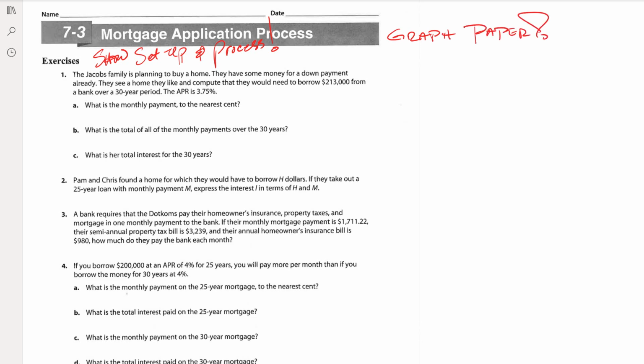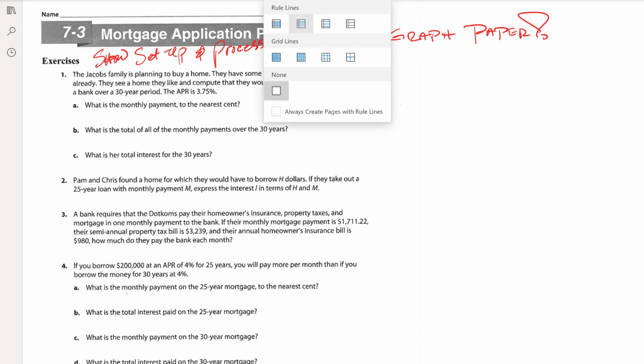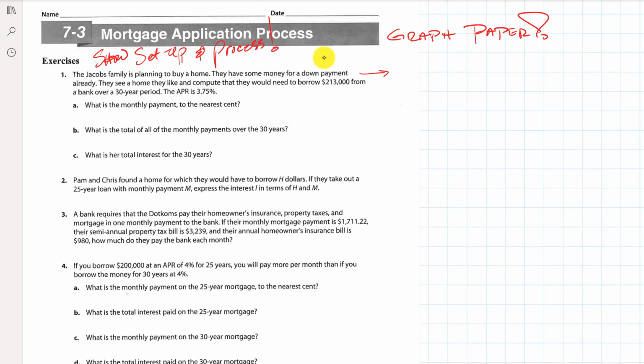So here we go. All right, let's work this one out. Notice I have a lot of room off to the side. Why? Because there's not enough room to do everything in this workbook here. So, okay, let's get started.